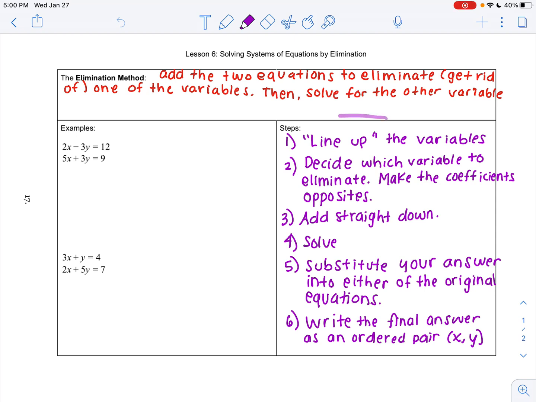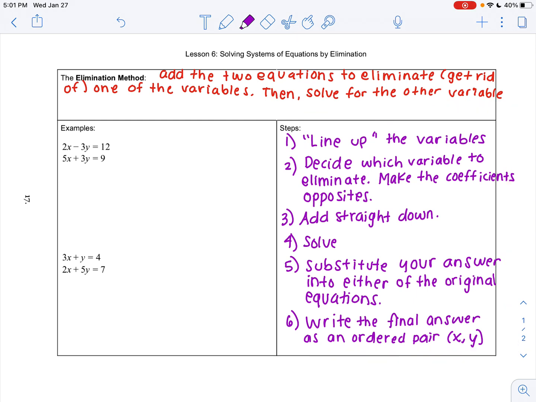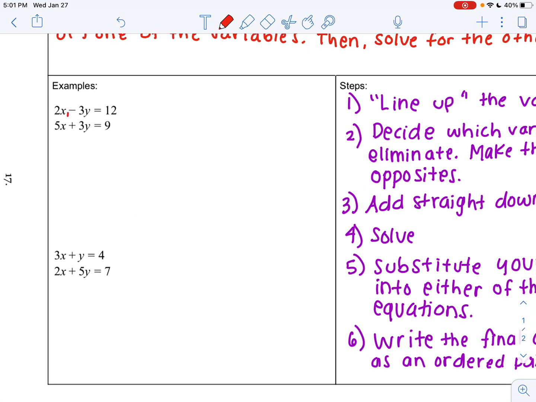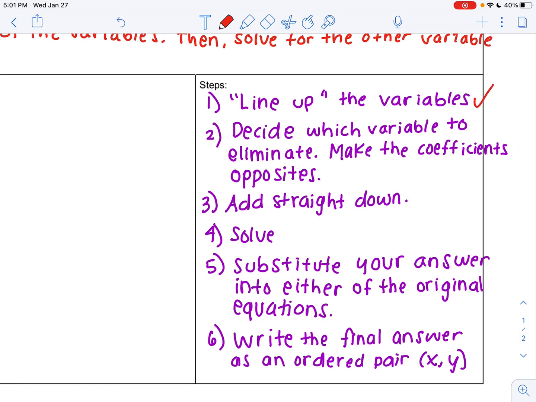So here are the steps, and I'm going to follow these steps on both examples so we really get an idea of what I'm talking about. It says to line up the variables. Okay, what does that mean? It means the x's and the y's and even the equal signs need to be lined up, okay? Line up the variables. So for this example, we did that already.